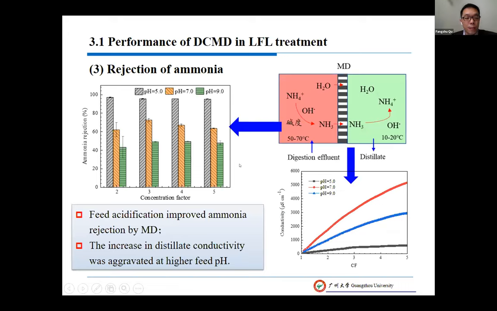Because ammonia is a volatile pollutant, it can penetrate through the membrane, especially in alkaline conditions. So the ammonia rejection is around 15% at a pH of 9. When the pH was adjusted to 5, the rejection rate increased to 96%. From this figure, we can find that because of the penetration of ammonia, the distillate conductivity increased with the running of the system. And so we cannot use the distillate conductivity to assess the membrane wetting.